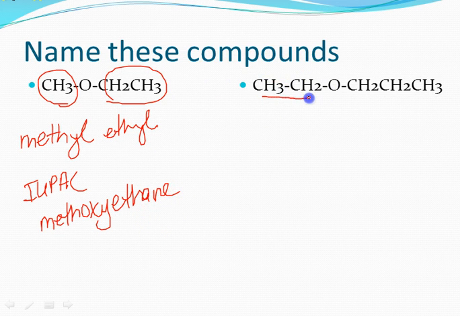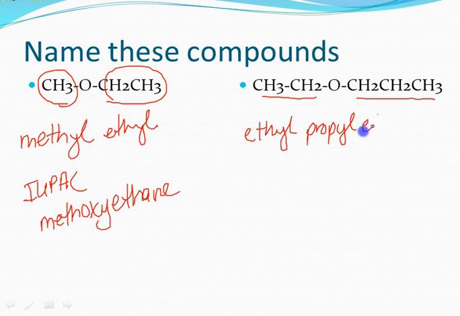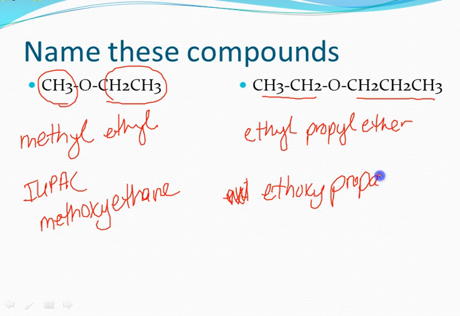Let's look at this one. We have here 2 carbons, that would be an ethyl group, right? And on the other side we have 3 carbons, that's a propyl group. What would the simple name be? It would be ethyl propyl ether. What's the IUPAC name? Ethoxypropane. Whoops, I wrote it wrong. Ethoxypropane. Excellent. That's not too bad, is it?